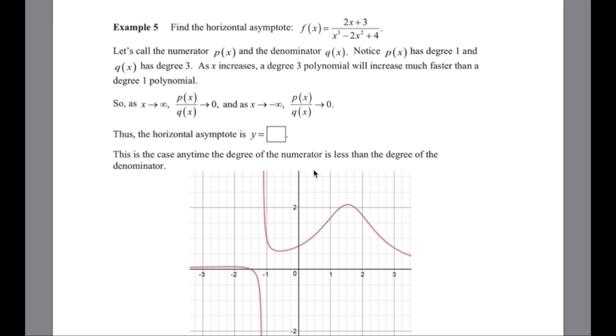So as x is going to infinity, the polynomials, when we divide them, will be getting closer to 0. And if x is getting more negative, the polynomials, when we divide them, are also going to get closer to 0. So logically thinking through the values of our graph, we can say that the horizontal asymptote is 0.